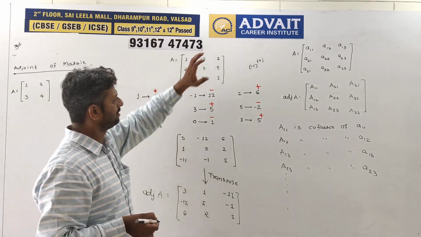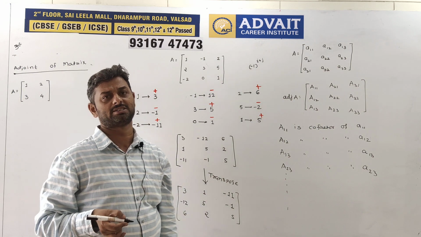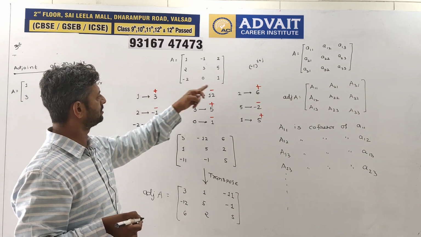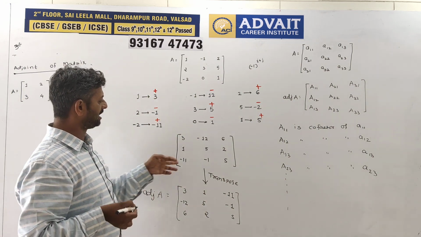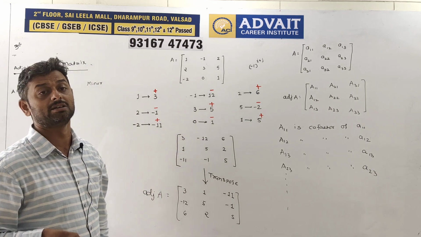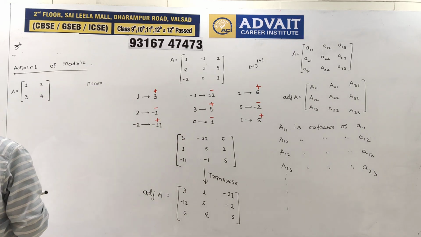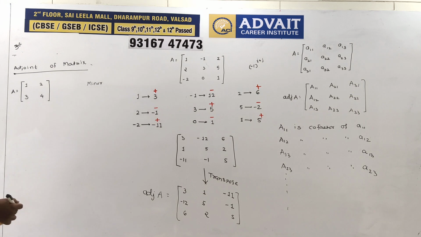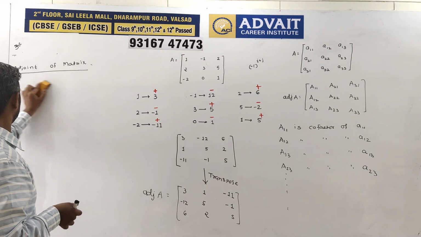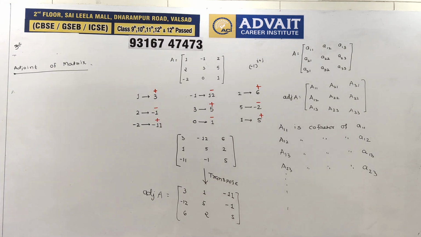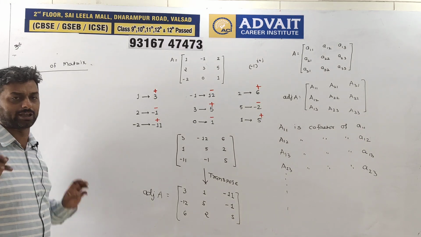Then what have I done? Minus 1 raised to i plus j, I have multiplied by that. So signs are changed. That I have written here, and then I have done the transpose of that matrix. So that is our adjoint of a matrix. If they have asked only this, then it's okay.